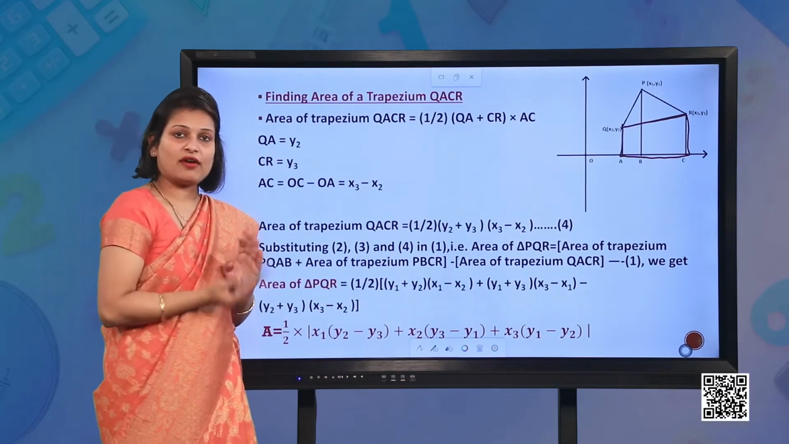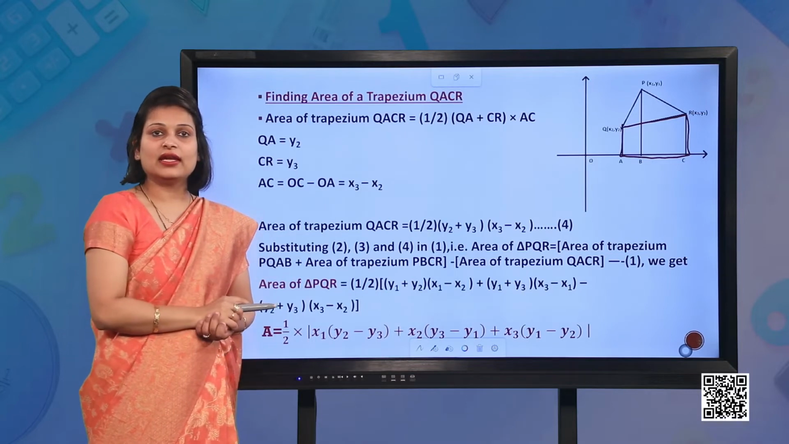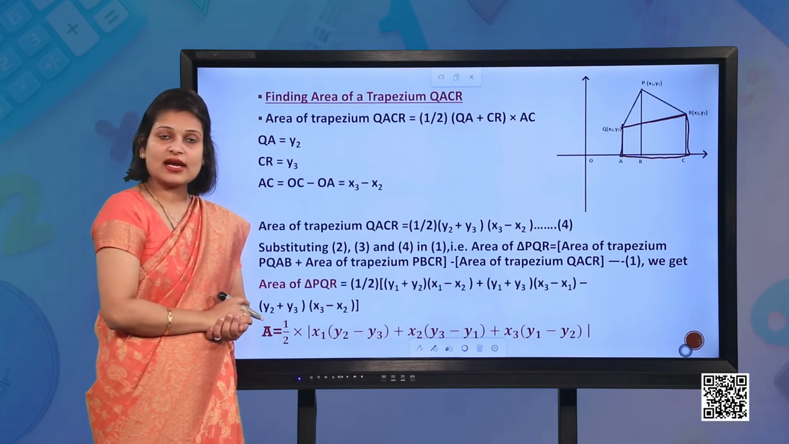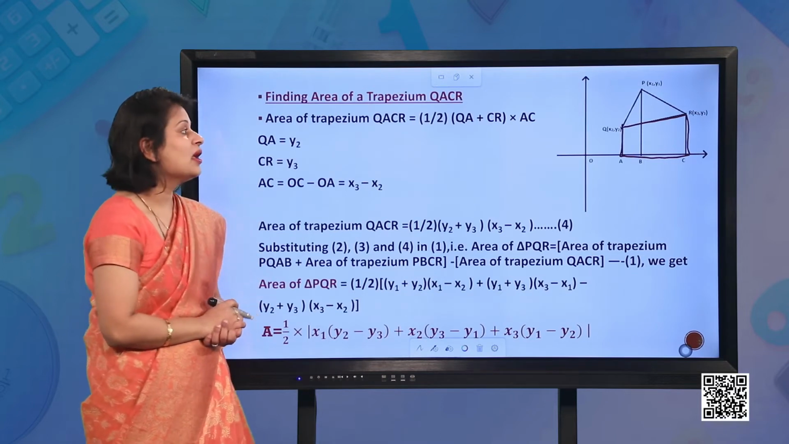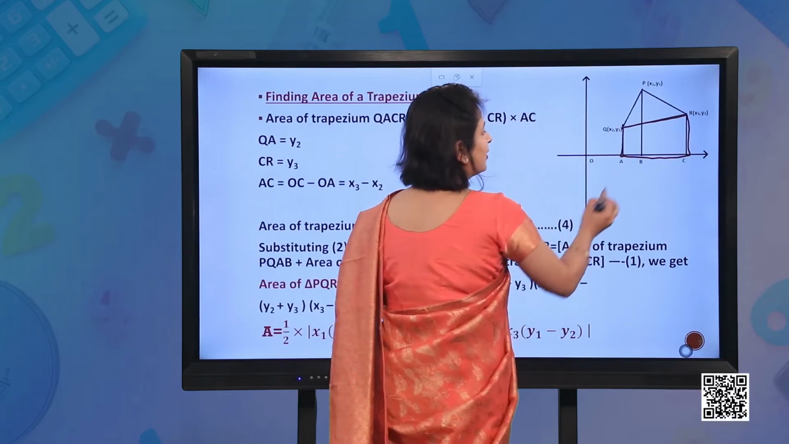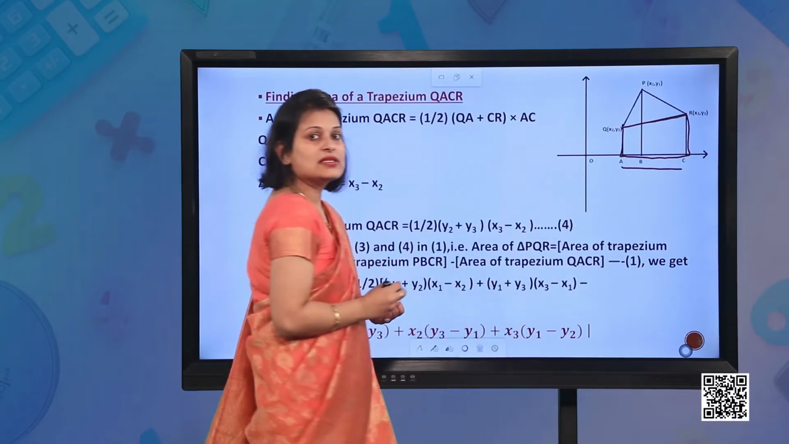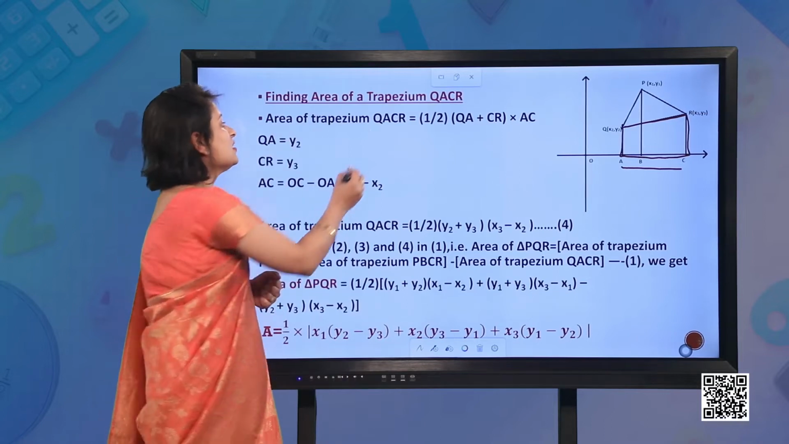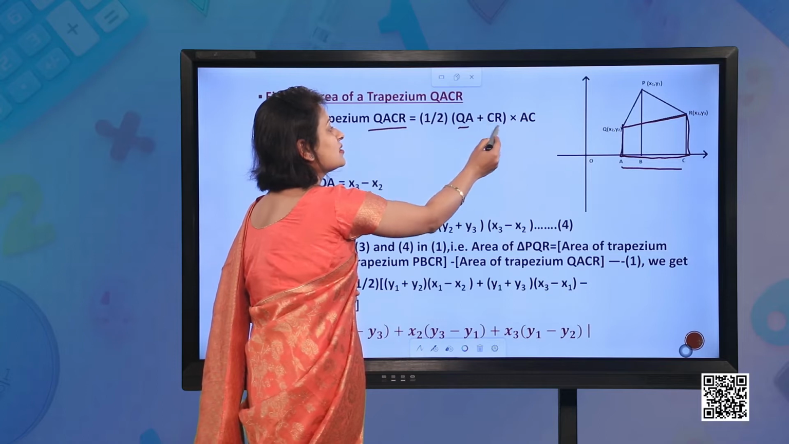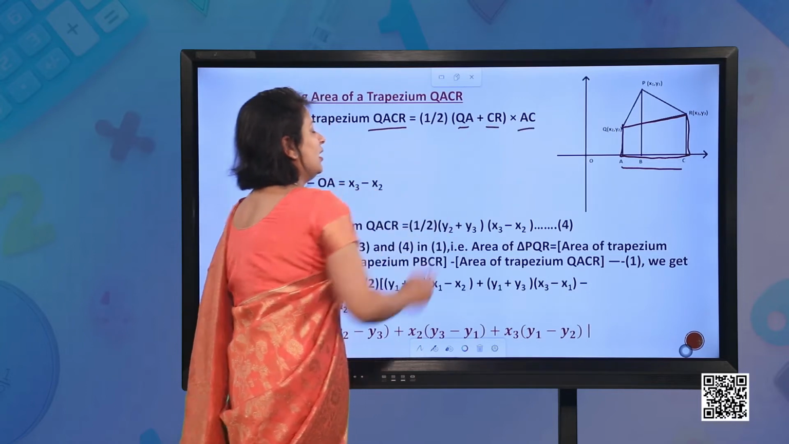Again, we have to apply the formula for finding the area of a trapezium, which is what? Half into the sum of parallel sides into the distance between them. Here the parallel sides are QA and RC and the distance between them is AC. So, the area of trapezium QACR will be half into (QA plus CR) into AC.